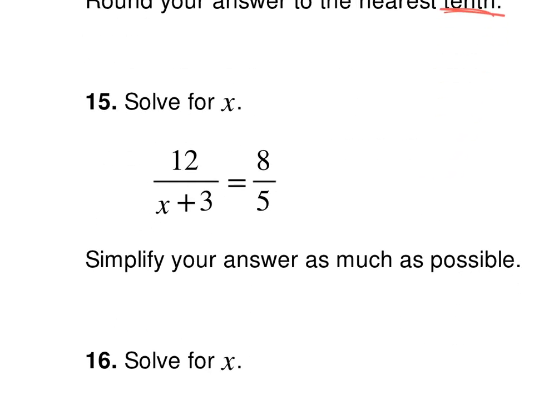Problem 15, we're doing the same thing now, but down here we have this x plus 3. So we have to distribute our 8 to that. So I set it up by saying 12 times 5, that's 60, equals 8 times our quantity x plus 3.